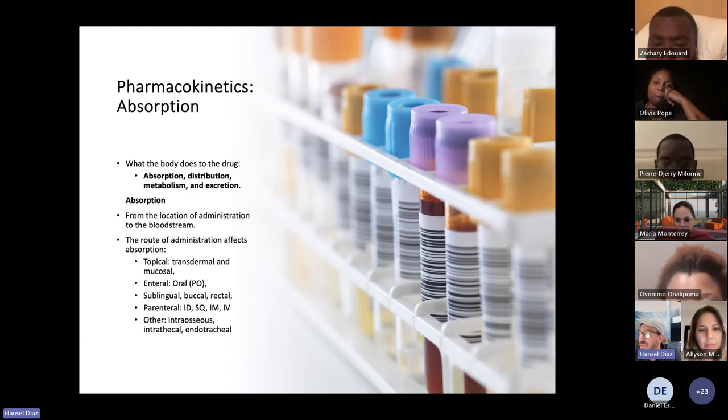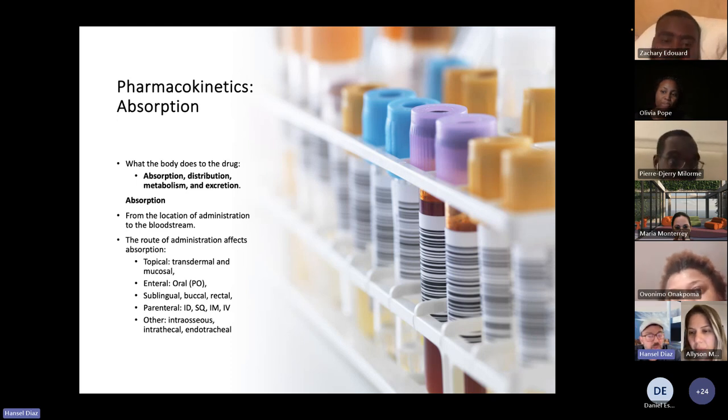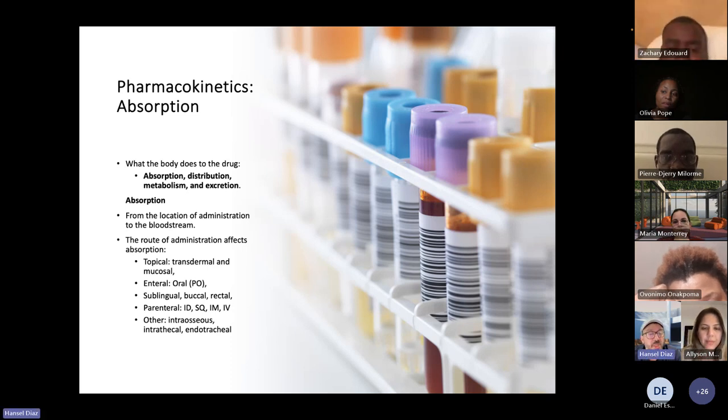And then you have your parenteral medications: intradermal, subcutaneous, IM, IV, and some other ways, intraosseous, intratracheal, endotracheal. All of those are forms of giving medication to your patient. And the bioavailability of the medication is different in each one of them, and the dosages are different. So far, this is familiar, right, Zachary? Right, Maria? This is something that you know. Yes, it's just a review.